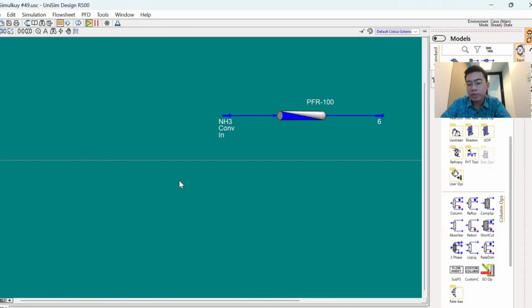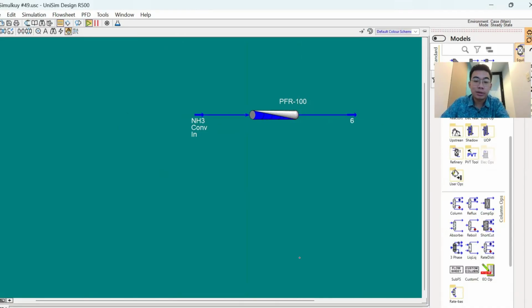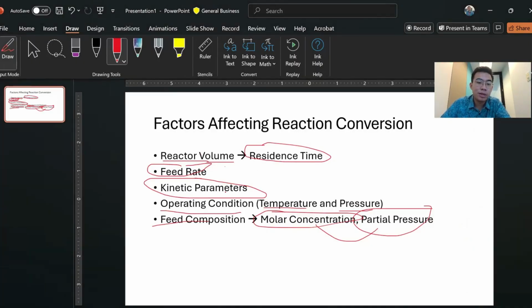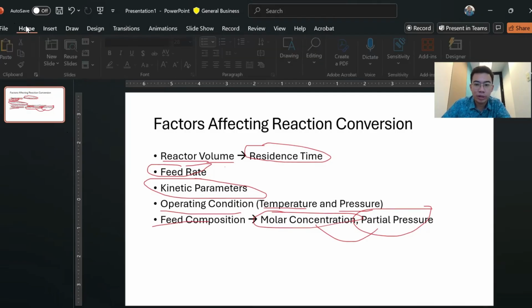Okay, so we will try some of these parameters. The first one is the volume and feed rate. Also, we can try the kinetic parameters, the operating condition, and also the composition.